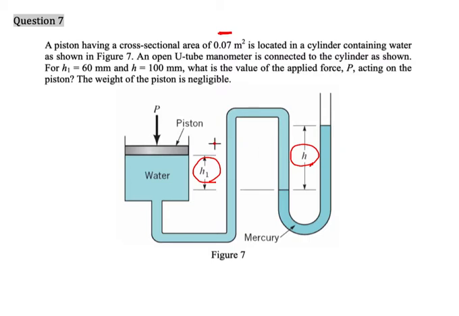So here, what you need to understand is, for this condition, for H1 equal to 60 and H equal to 100 millimeters, it will create a pressure at this point. Then this pressure will act on the surface and create a force. In equilibrium, the force that pushes the piston here will be equal to the force that pushes the piston in the opposite direction. So we need to calculate the value of P here.